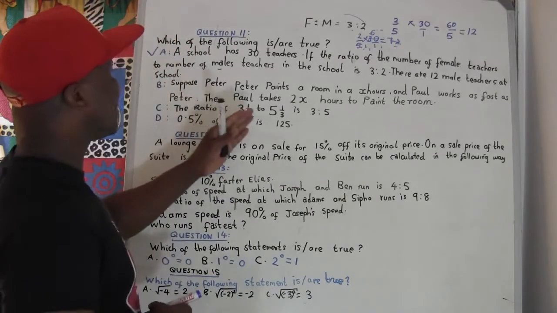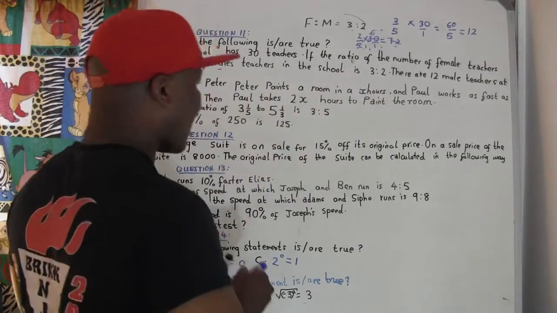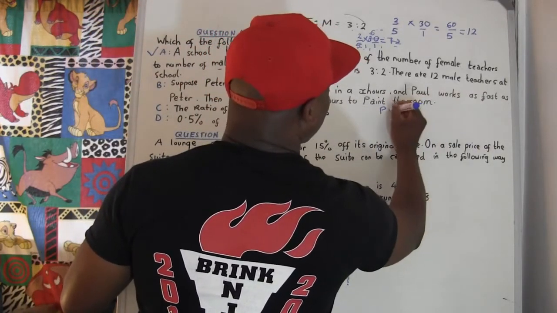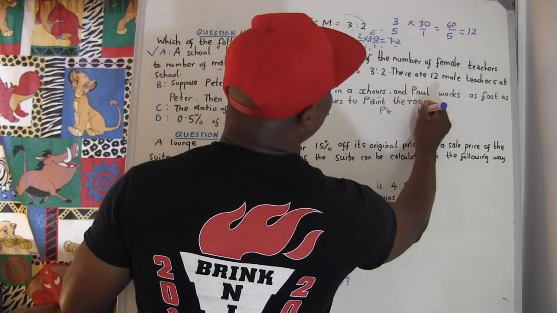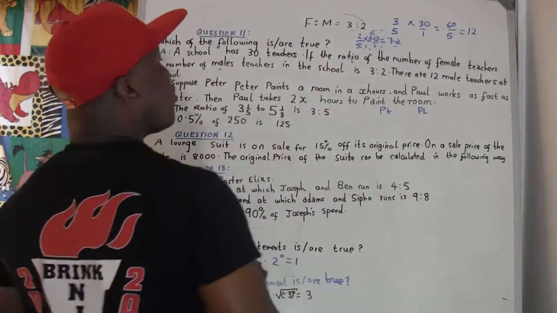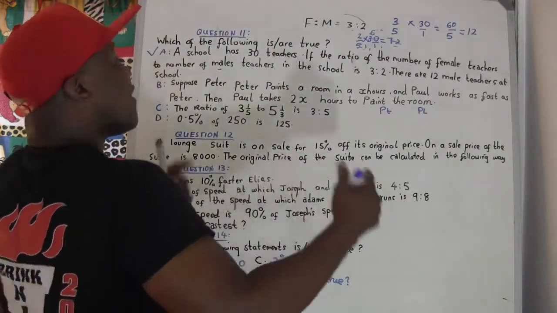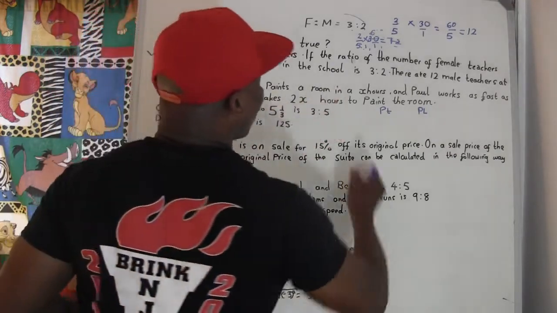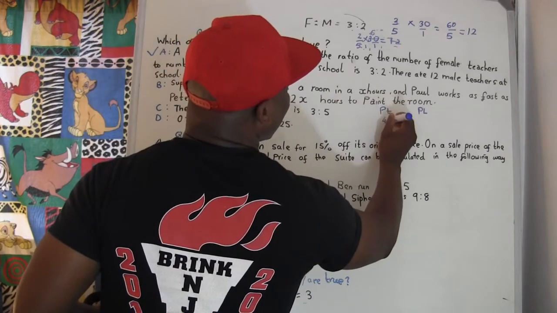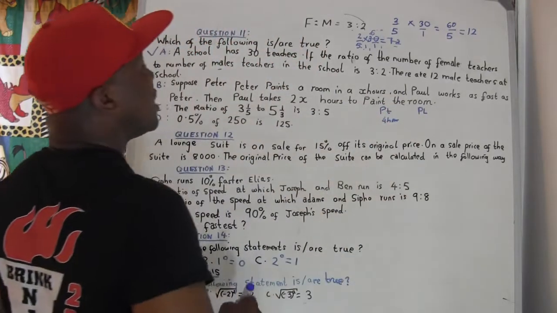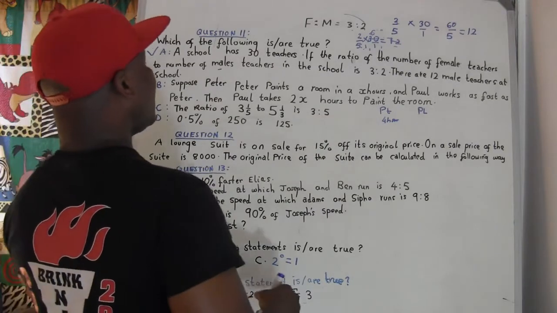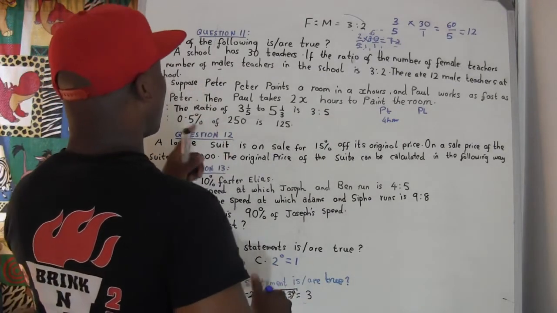Now we go. Suppose Peter painted a room in X hours. So let's say PT is Peter, and PL is Paul. Paul works as fast as Peter. Okay? So if Peter painted a room in X hours, let's say Peter painted a room in 4 hours, let's assume X equal to 4. So Paul works as fast as Peter. Excuse me, let me say it again.